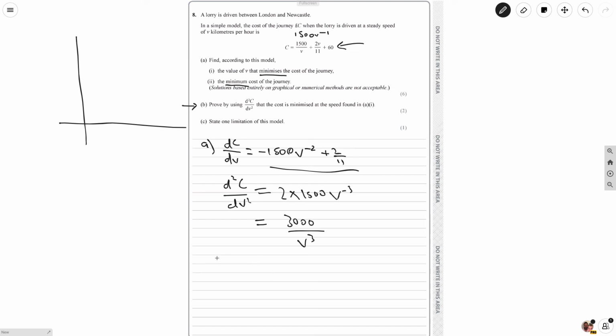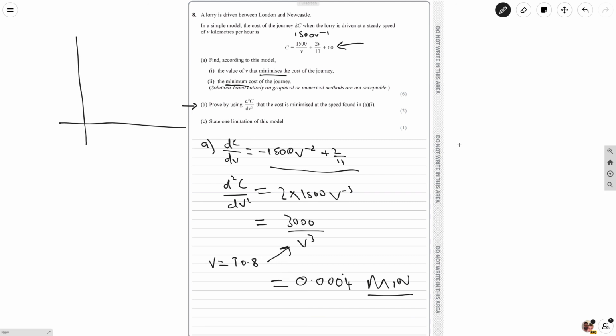Now the value that you got in part A was v equals 90.8. So if we put 90.8 in here on our calculator, we get a fairly small but positive value. It doesn't matter that it's only small, it does show that it's positive. It doesn't really matter whether it's a big number or a small number. If it's positive, then this is a minimum, and we've proved that it's a minimum value.